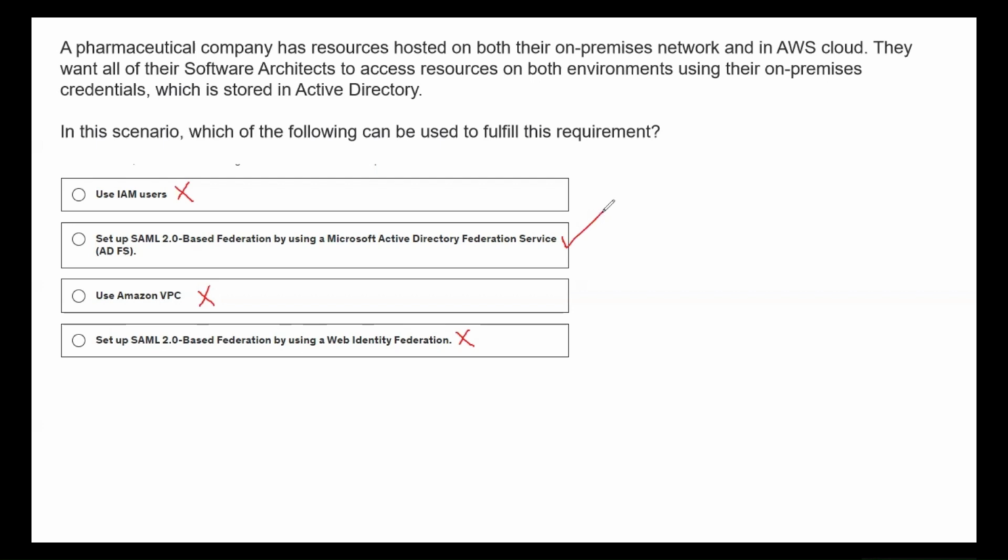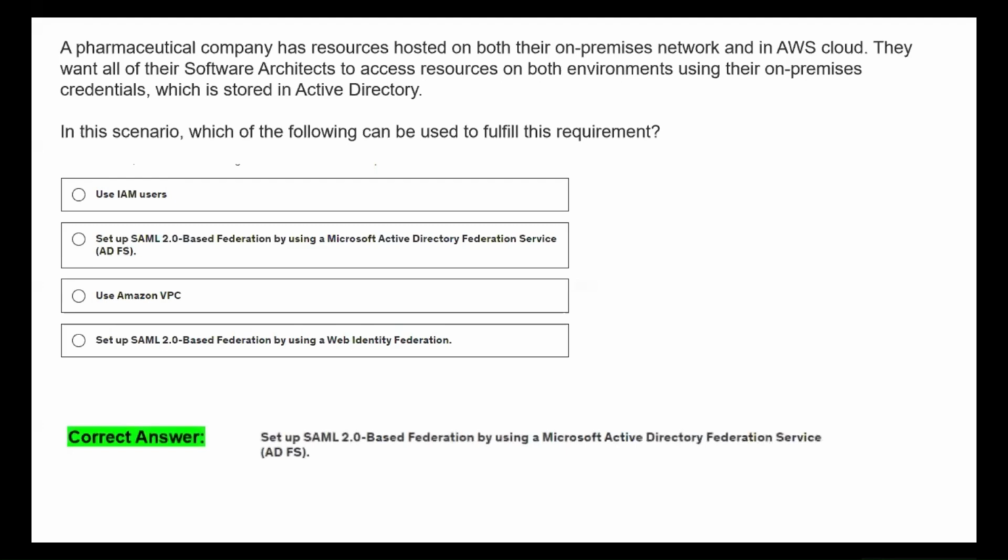service. Okay, so whenever you want to integrate the on-premise Active Directory with the AWS cloud, we have to use this SAML 2.0 Microsoft Active Directory federation service. SAML is nothing but Security Assertion Markup Language. So this is a service that we need to use in order to do this integration. So this is the correct answer. Okay, so you can see here option 2 is the correct answer. Go on to the next question.